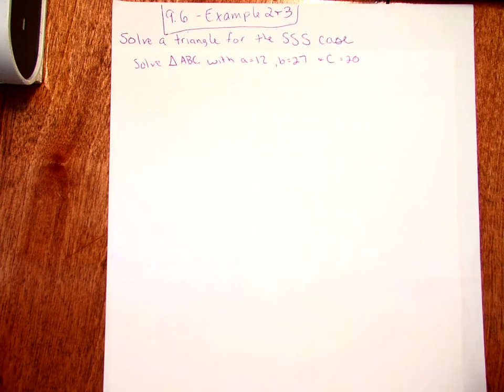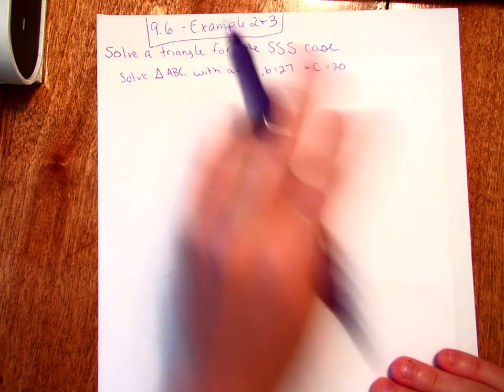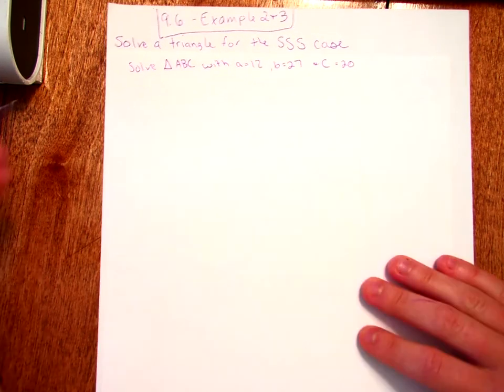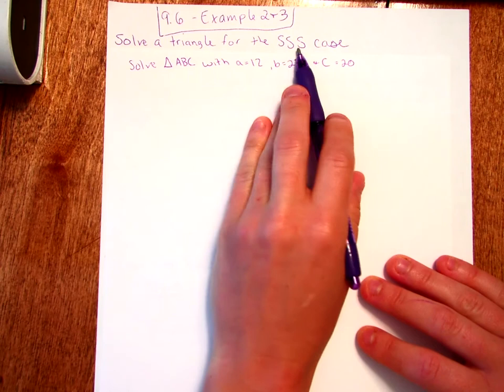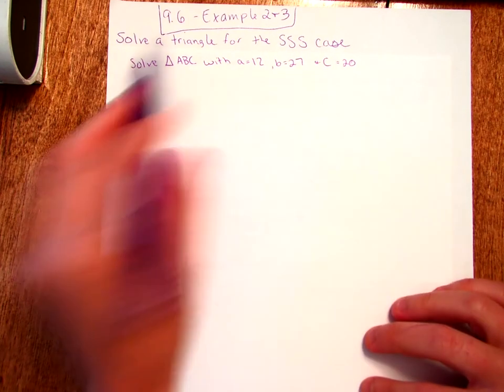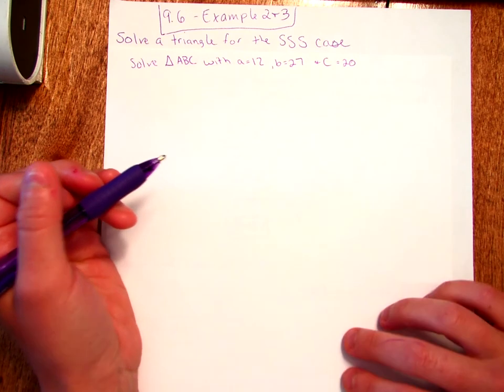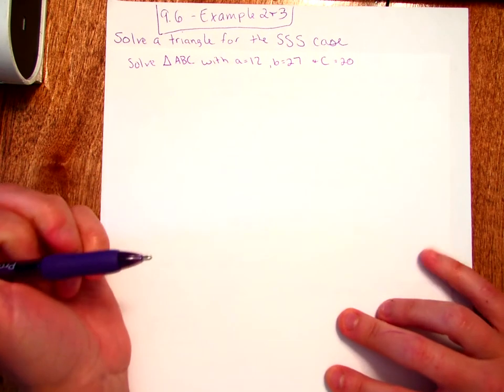Good morning. So today we were going to work with 9.6 still, law of cosines, but we're going to just focus on examples 2 and 3. So for this triangle, we're going to be solving a side case, meaning you're going to have all the sides and none of the angles. So you're still going to use law of cosines, you're just going to use it a little bit differently.